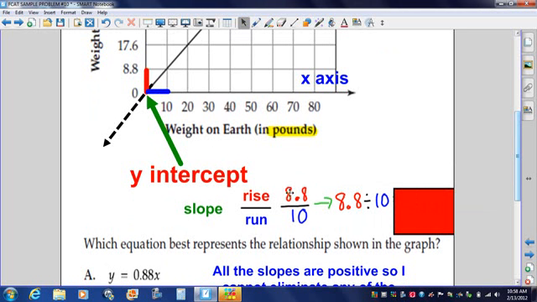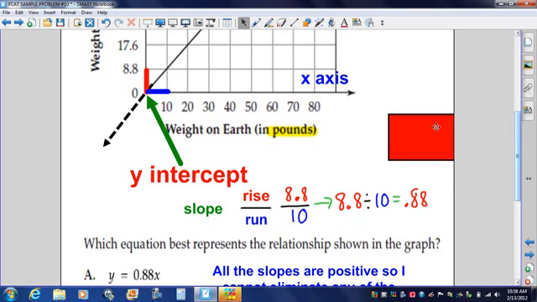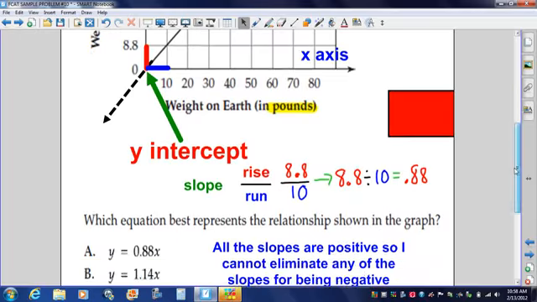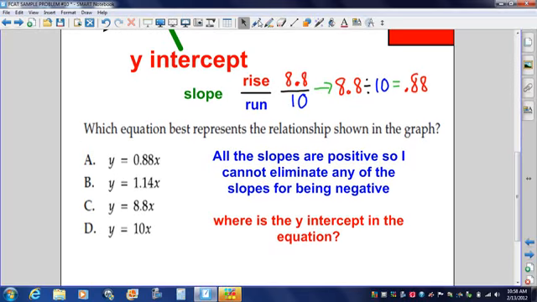So on your paper, please write 8.8 over 10. That means 8.8 divided by 10. On your paper, you'll write that that equals 0.88. So I'm thinking of all my choices, this is the best choice, A.